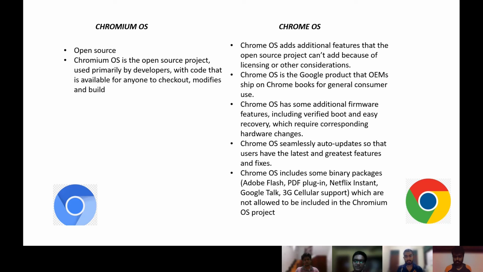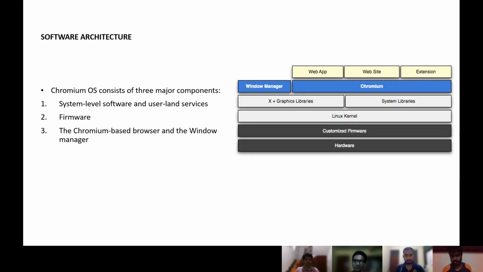So you get auto updates to keep the OS updated, and you get additional firmware features including verified boot and easy recovery mode. Moving on, this is the software architecture for the Chrome operating system. You can see the system level software and user land services, firmware, the Chromium based browser, and the window manager. And this is how it is set up: the hardware, then the customized firmware, and that's where the Linux kernel runs, and on it you can find the system libraries and the graphic libraries, where you can see the Chromium browser and the window manager running alongside.